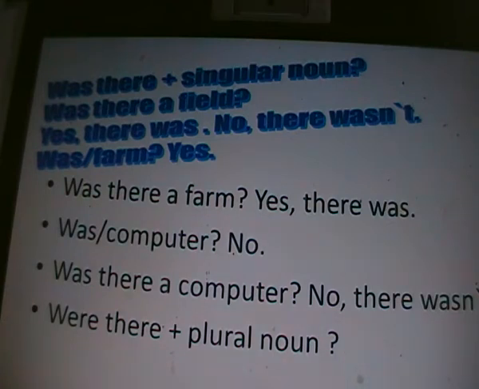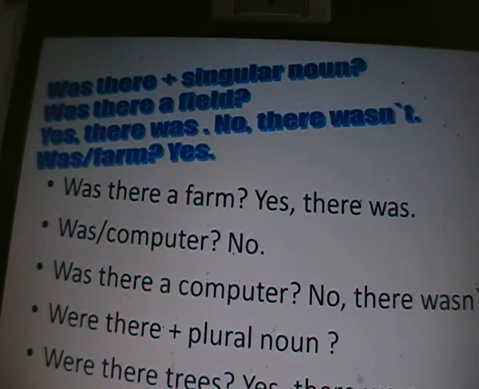Were there plus plural noun. Were there trees? كان في trees في مكان ما؟ Yes, there were. Were there trains? In the past كان في trains? No, there weren't.